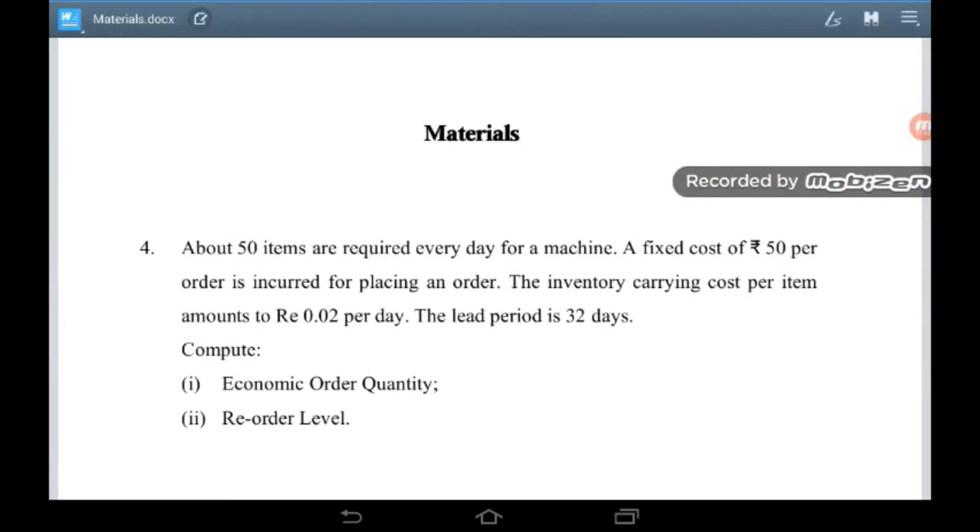About 50 items are required every day for a machine. A fixed cost of rupees 50 per order is incurred for placing an order. The inventory carrying cost per item amounts to rupee 0.02 per day. The lead period is 32 days. Compute economic order quantity and reorder level.